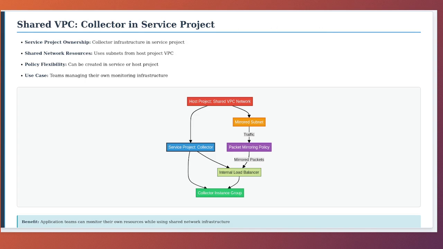All of this happens within the shared VPC network, so there's no need for VPC peering or other cross-network connectivity mechanisms. The IAM requirements for this topology depend on who is creating the policy. If a user in the service project creates the policy, they need the compute packet mirroring user role in the service project where the collector destination is located, and they need the compute packet mirroring admin role on the mirrored sources. If a user in the host project creates the policy, they need similar permissions but scoped appropriately to the host project resources and the service project collector destination.